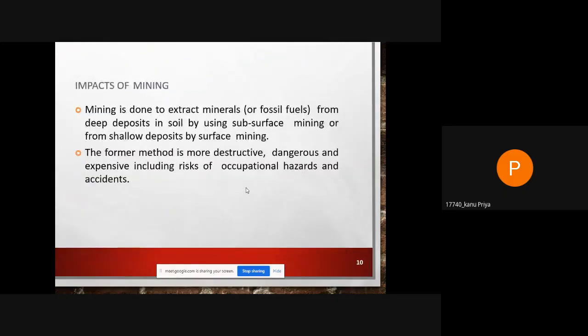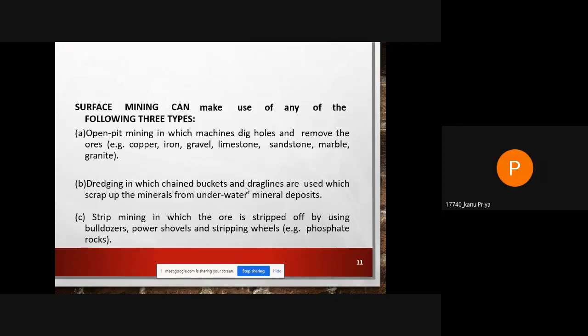Impacts of mining. Mining is done to extract minerals from deep deposits in soil by using subsurface mining, or from shallow deposits by surface mining. The former method is more destructive, dangerous, and expensive, including risk of occupational hazards and accidents. Surface mining can be of the following three types: open pit mining, in which machines drill holes and remove the ores. Examples: copper, iron, gravel, limestone, sandstone, marble.